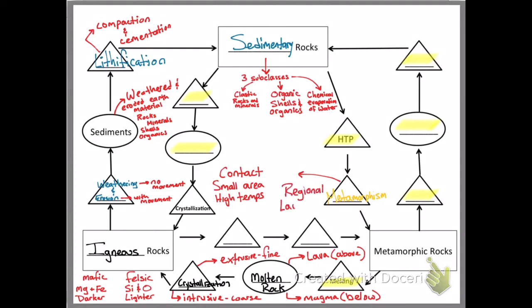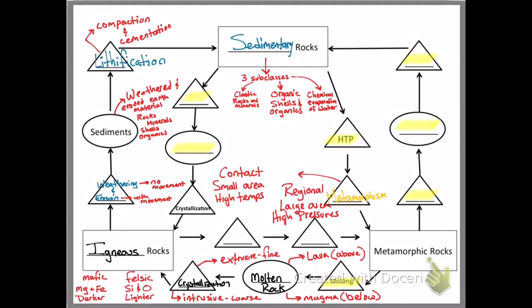Regional metamorphism is going to happen over a larger area. This would be like near plate boundaries where big mountain belts are forming or huge pieces of earth are slamming into one another. So that's going to be larger pressures than temperatures. Now, what's going to be a big difference between them?